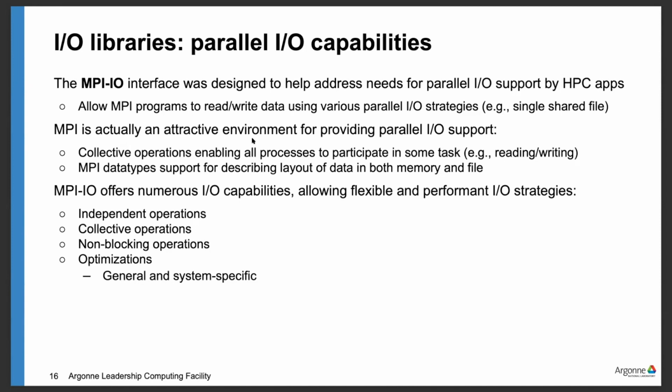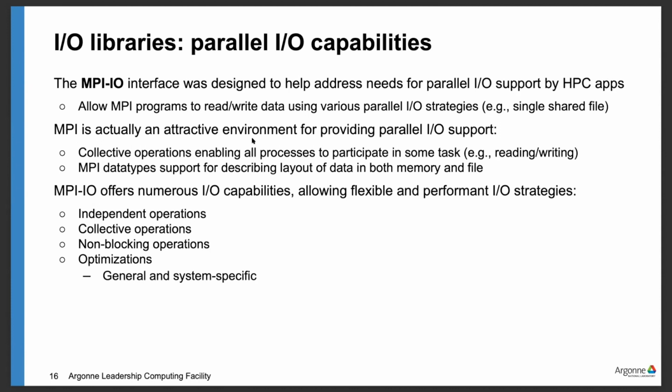For one, it already has a notion of collective operations where every process is participating in some task that needs to be performed, like reading or writing a file. MPI also has support for data types for describing the layout of your data, both in file and in memory. So it allows you to come up with much more structured representations of I/O as opposed to just the raw bytes that you would get out of a POSIX interface.